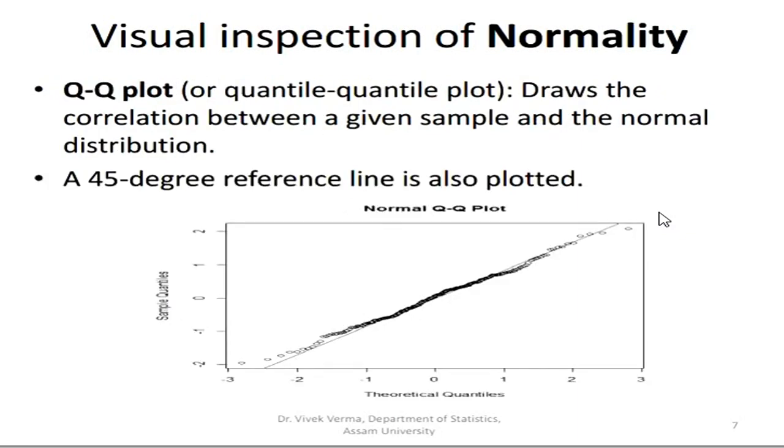Another method, which is readily available and does not require any package support in R, is the QQ plot, also known as the quantile plot. What we do here is draw the correlation between a given sample and the normal distribution, where the normal distribution denotes the theoretical distribution. In order to check the coincidence between the theoretical and the sample distribution, we draw a 45-degree line to check how well the data follows the normality theory.